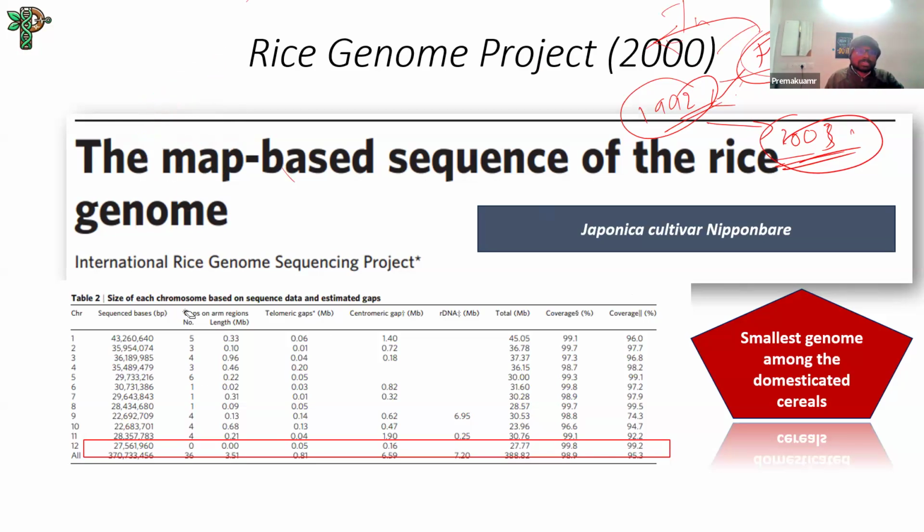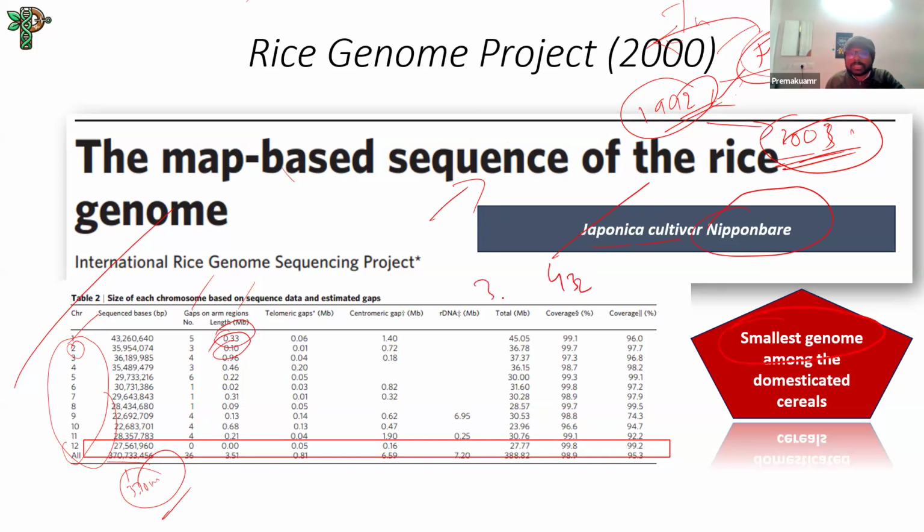You can see the statistics of the rice genome: how many gaps are there, how many MB. Chromosome 1 has 0.33 million base pairs, chromosome 2 has 0.1, and so on, nearly 370 million base pairs in total. This is the first one, and the reference genome was the Japonica cultivar Nipponbare. Among the domesticated cereals, it is the smallest genome. It is nearly 432 MB or 380 MB, whatever it may be.